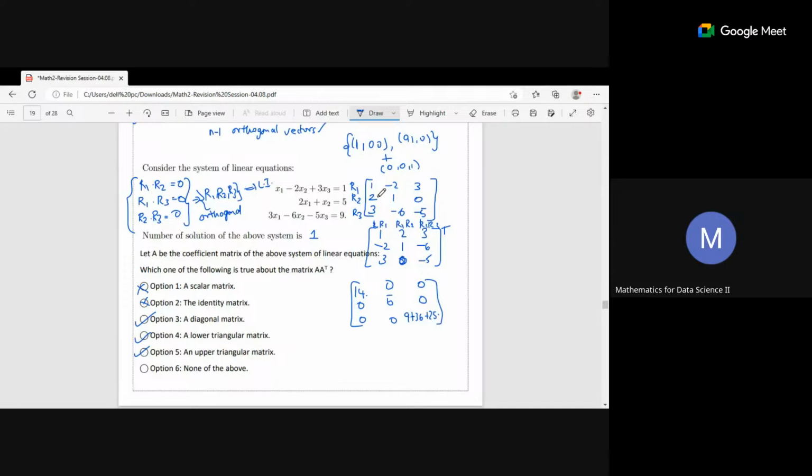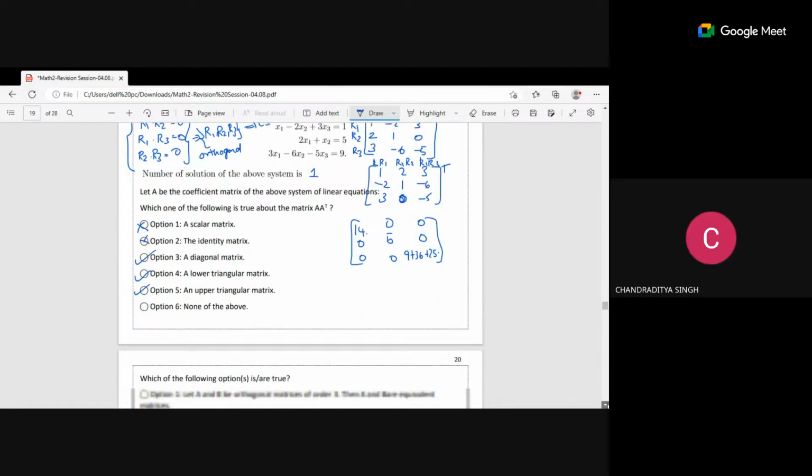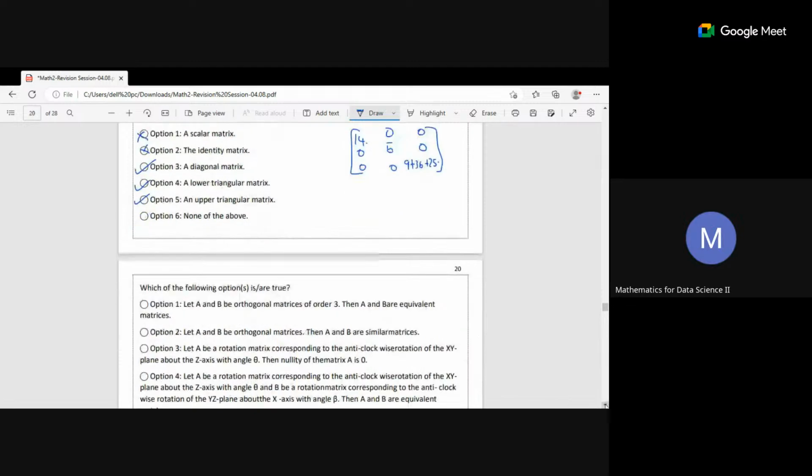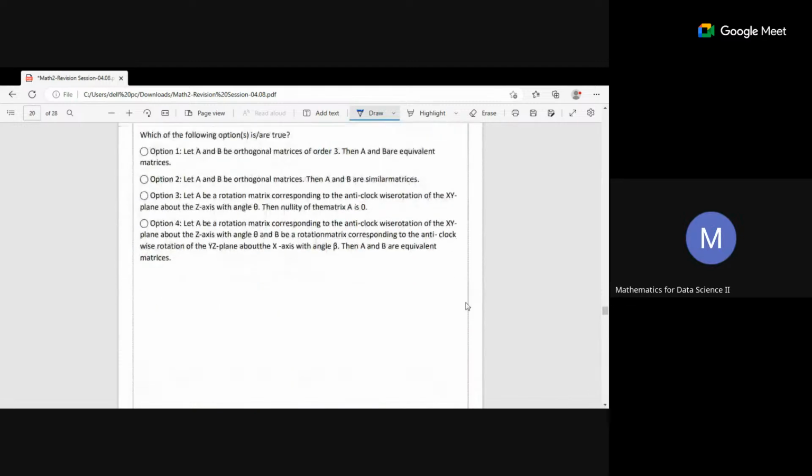For an orthogonal matrix, the columns are also orthogonal. Okay, the rows and columns both have to be orthogonal. Orthogonal or orthonormal? Yeah, and in fact they are orthonormal.